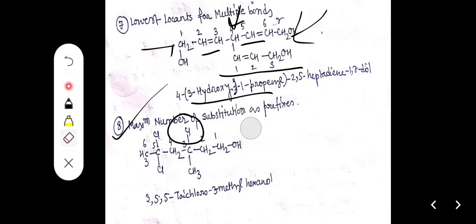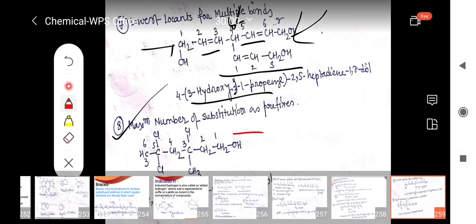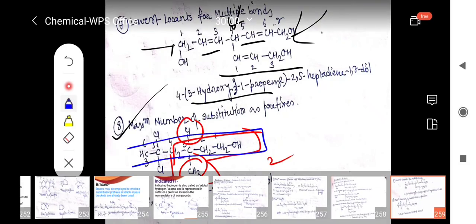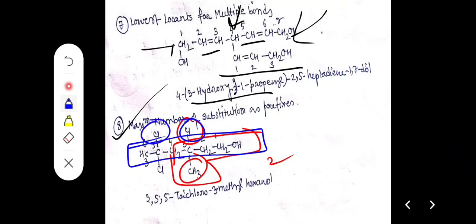But if we consider this chain, there should be only 2 substituents present. Okay, and if we consider this as the main chain, there should be 4 substituents present. So what is considered? 4 should be preferred over 2. So this chain is considered as the main chain, which has the maximum number of substituents.